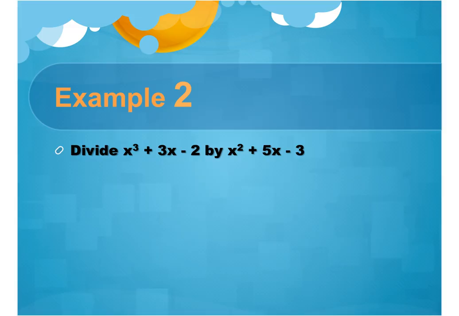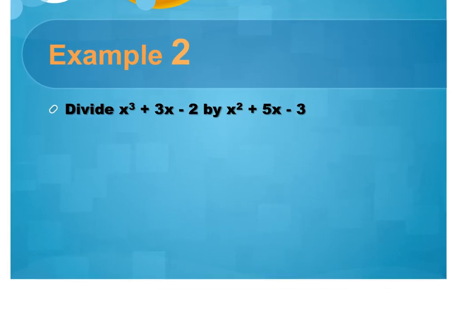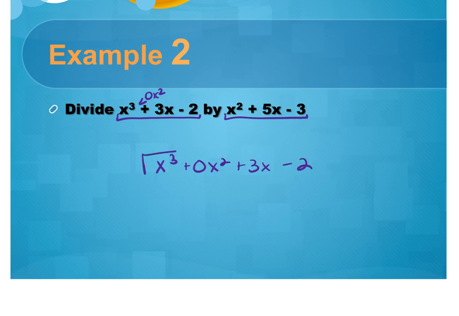All right, example 2, again, long division. I'm going to check what I'm dividing into, and this time I'm missing an x squared, so I'm going to add a 0x squared. Check what I'm dividing by, and they're all there in decreasing degree. So x to the third plus 0x squared plus 3x minus 2 divided by x squared plus 5x minus 3.